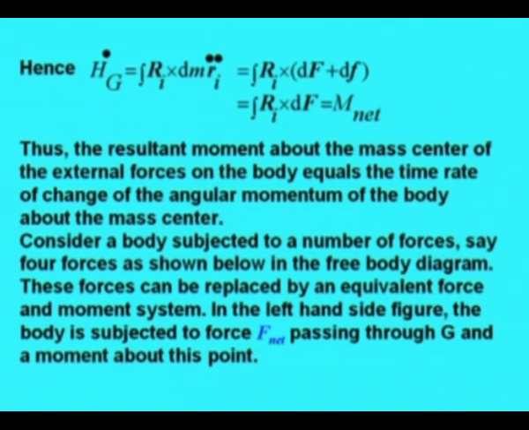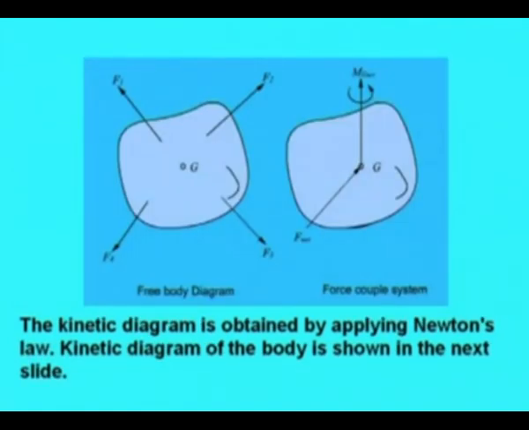So we can take the effect of all the forces here and find out F net, the resultant passing through G, and then we have one couple M G net, because we discussed in the first lecture itself that the force system can be replaced by one resultant force and then the net moment.